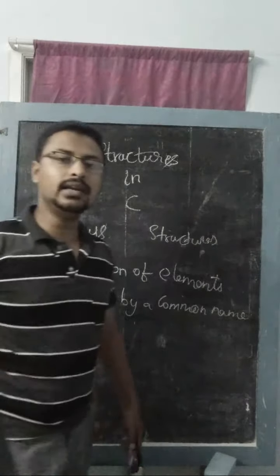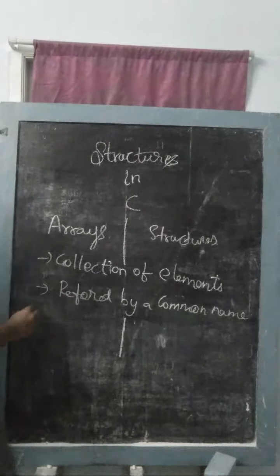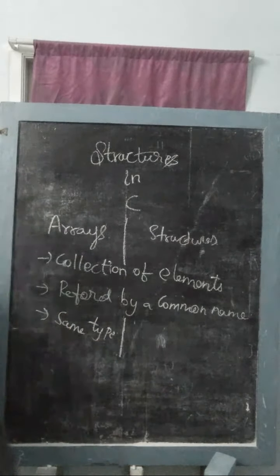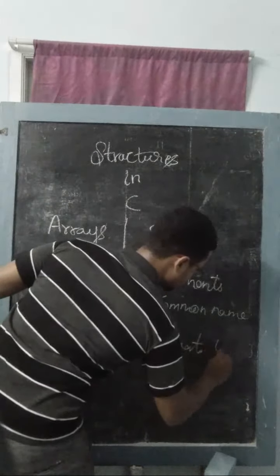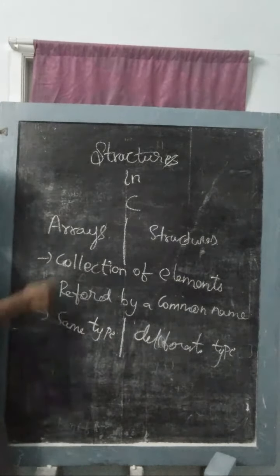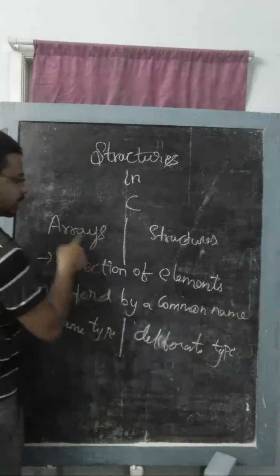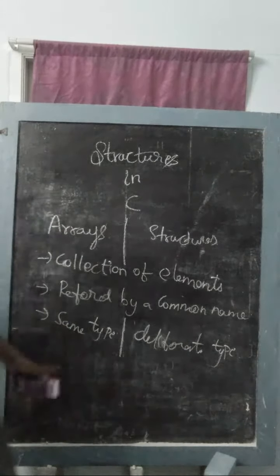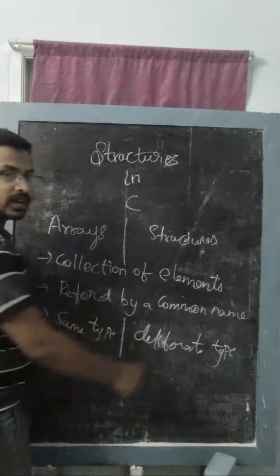But the only difference is that an array is a collection of the same type, and here it is different types. So this is the difference between arrays and structures. The similarity is that both are a collection of elements referred to by a common name. But in arrays, all the elements should be the same type, and in a structure, the elements can be of different types.